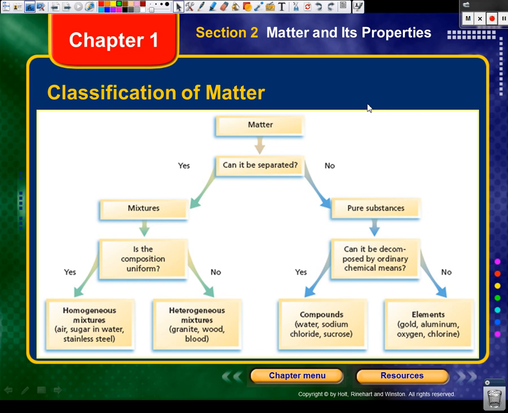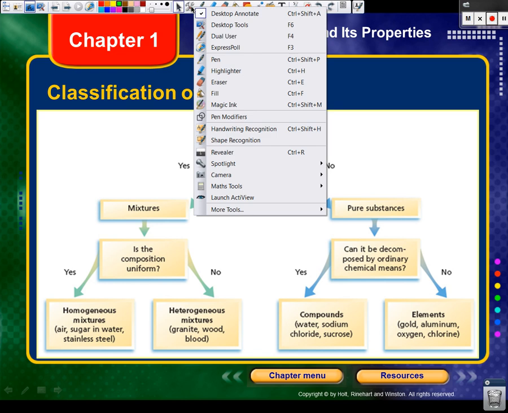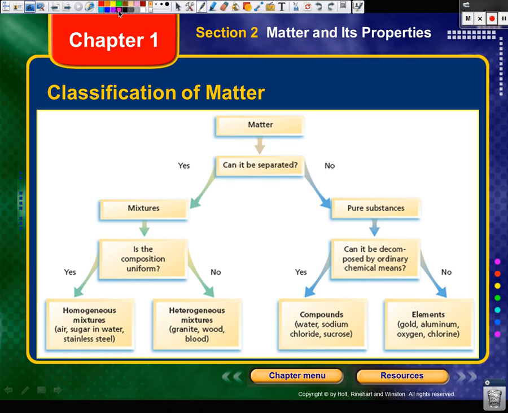So starting at the very top, we've got matter. What's the very first question you need to ask yourself about matter? Can it be separated? Okay. Can it be separated? If it can be separated, then what do we call it? Make sure. Do me a favor. Come over here and underneath can it be separated, write the word physically, please.